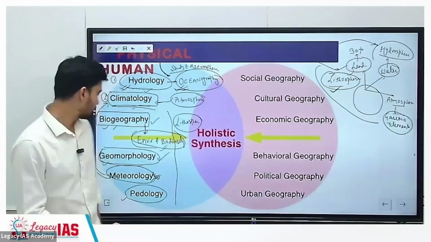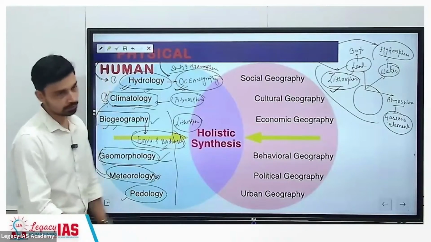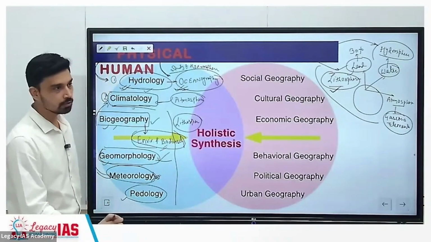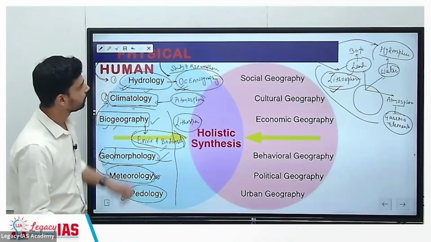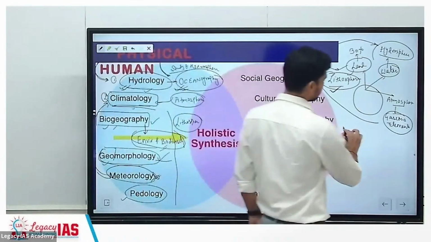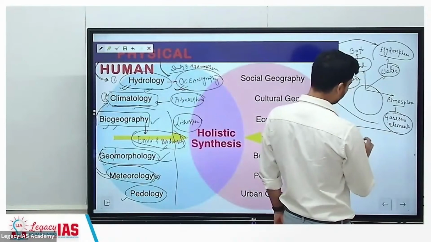That is the first thing. Second is what? Geomorphology. This is core geography. Geomorphology means what? Again, I am writing it here. This is the most important part.